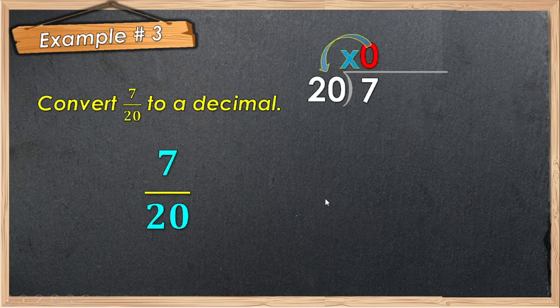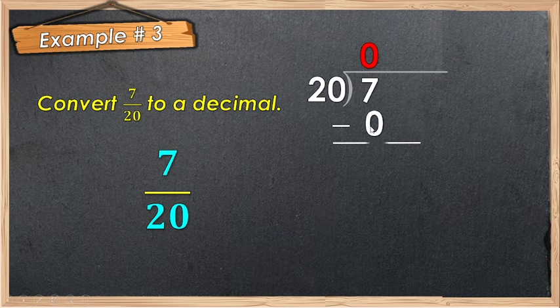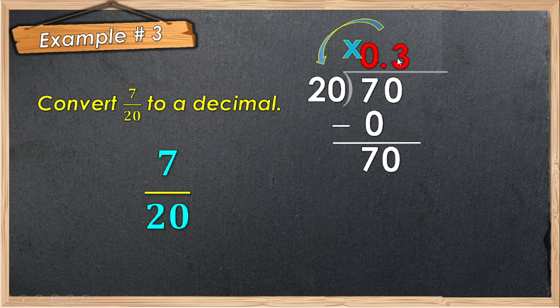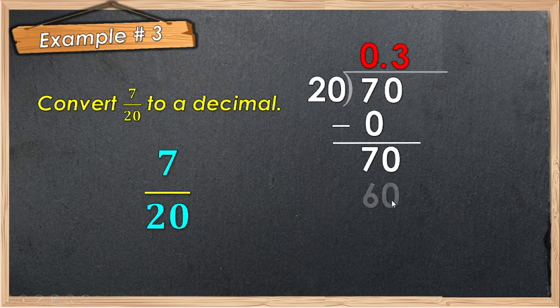Then 0 times 20, the answer is 0. Then subtract from 7. Then add 0. If you add 0, you need to add the decimal point. Then bring down 0. Then 70 divided by 20. How many 20s in 70 do we have? We have 3. Then multiply. 3 times 20, the answer is 60. Then subtract.